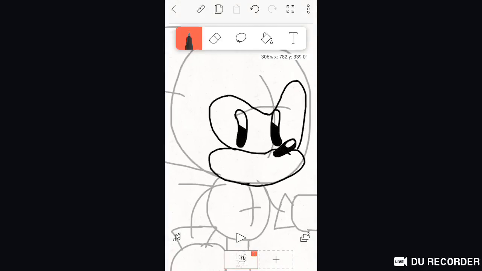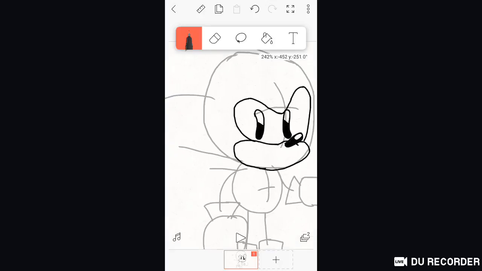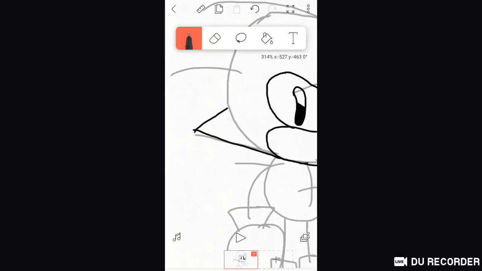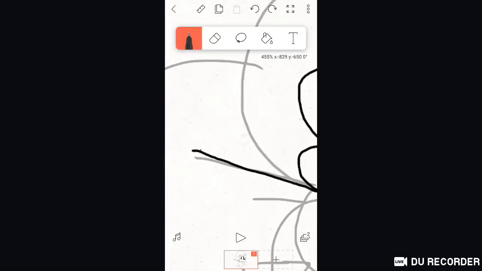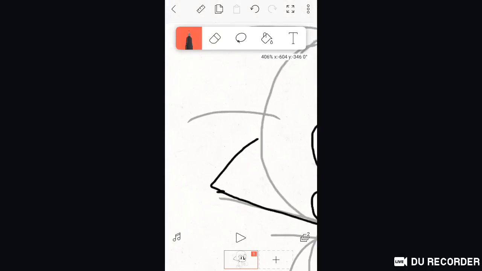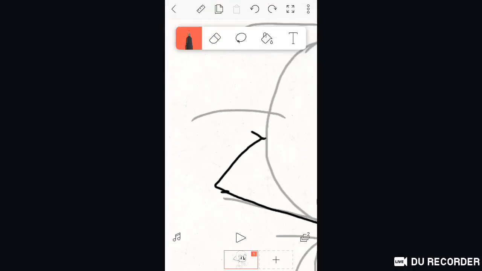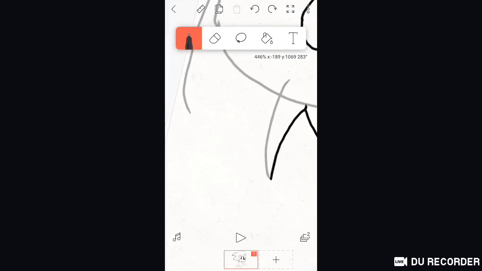So far that's what the facial feature is going to look like as a structure. And for the spines, they usually go outside of the actual character.